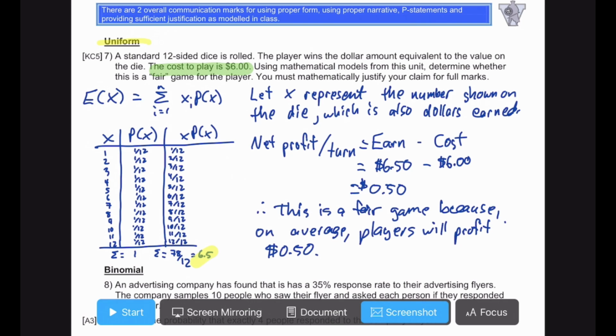So they'll win $6.50 for their $6 investment.